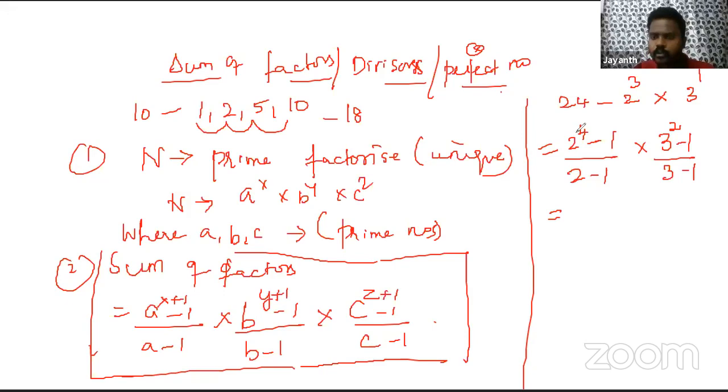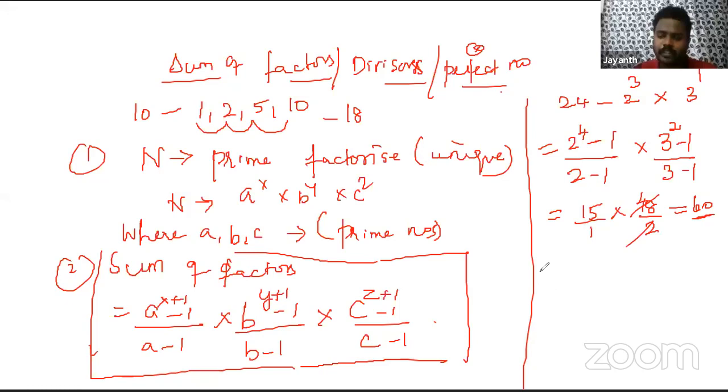So what is 2 power 4? 2 power 4 is 16, minus 1, which is 15, divided by 2 minus 1, which is 1. 3 square is 9, minus 1, which is 8, divided by 3 minus 1, which is 2. So 8 by 2 is 4, and 15 fours are 60. It means the sum of factors of 24 is 60.